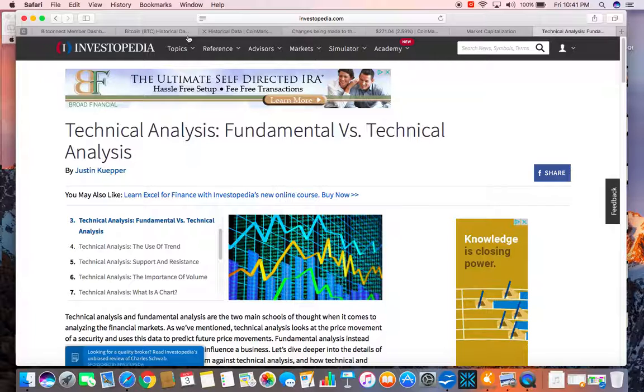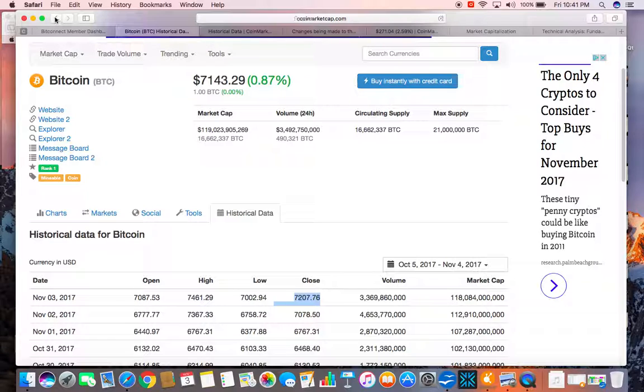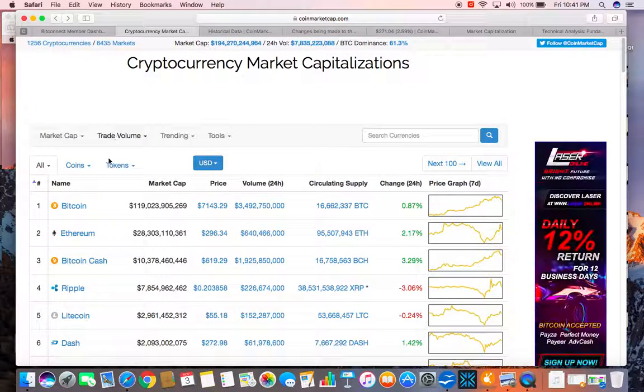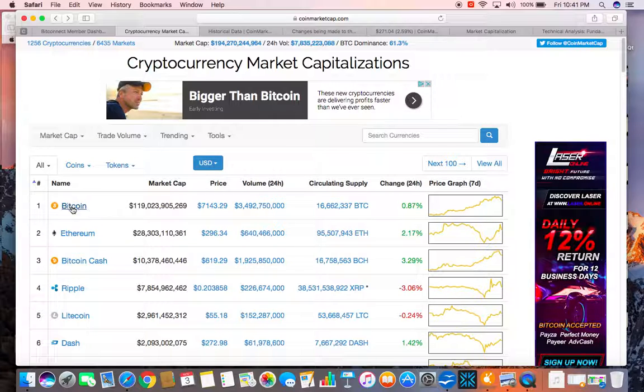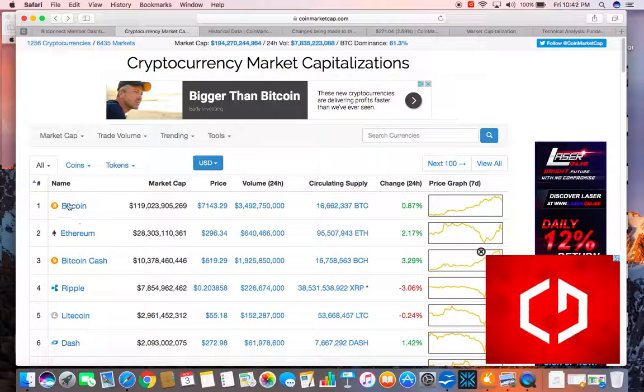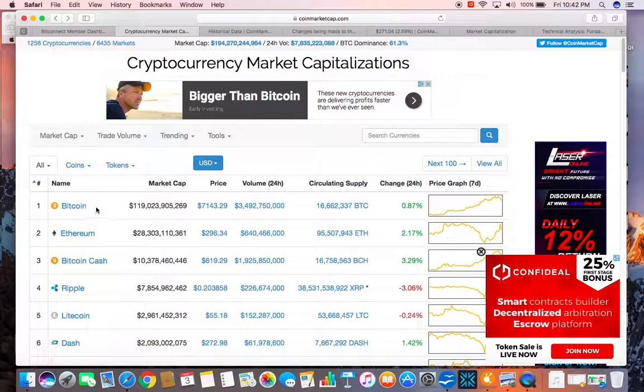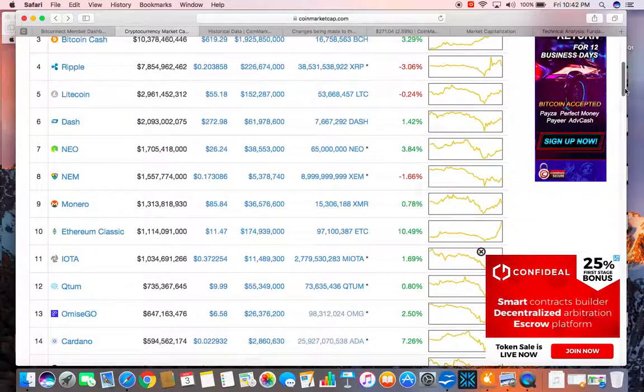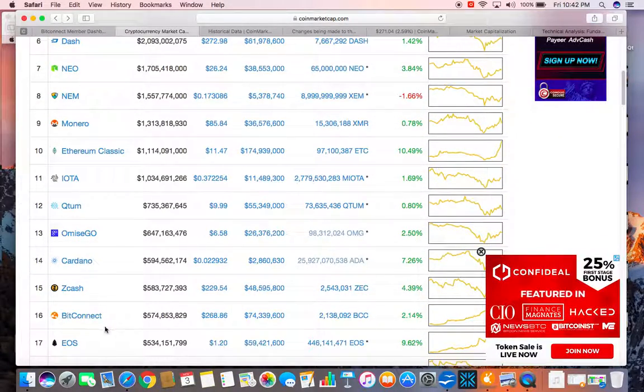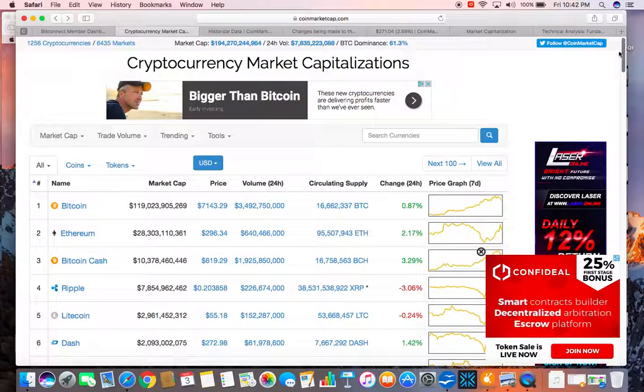But if I go back to the Coinmarketcap, here, obviously, Bitcoin, according to the definition, is a big cap. If you want to equate this to a big cap stock, Bitcoin would be a big cap. Bitconnect, obviously I wouldn't say it's a mid cap or a small cap, but since it's listed number 16, it's at a lower level than Bitcoin.